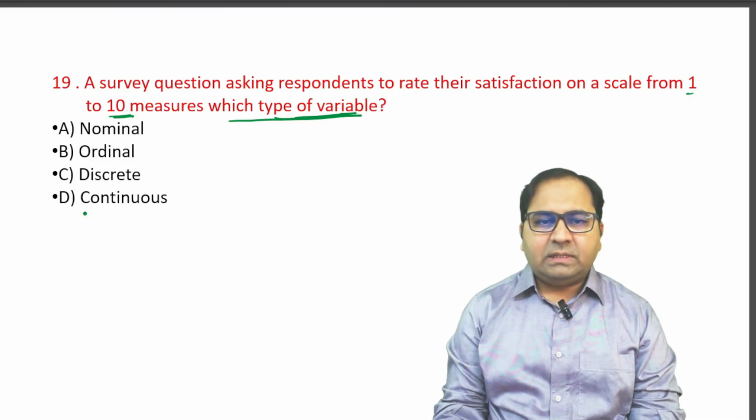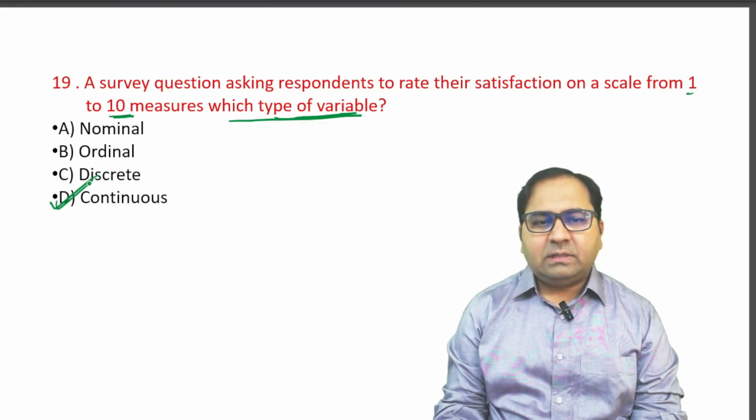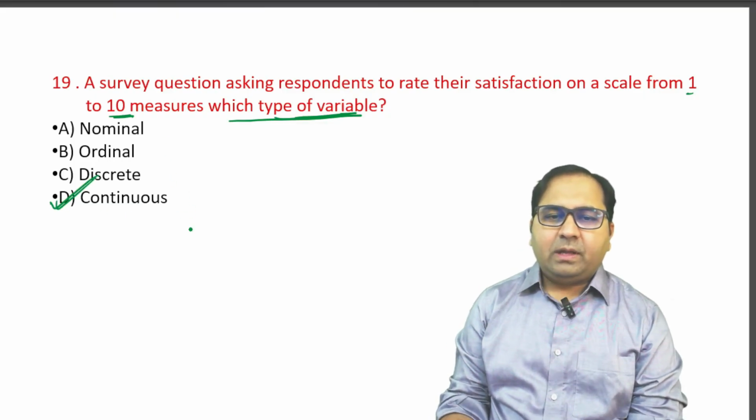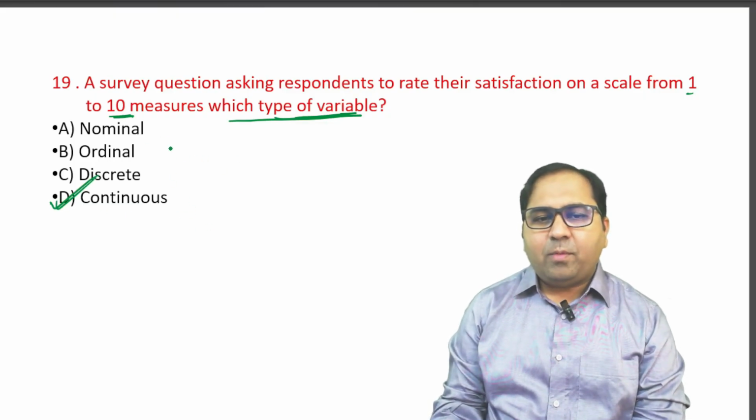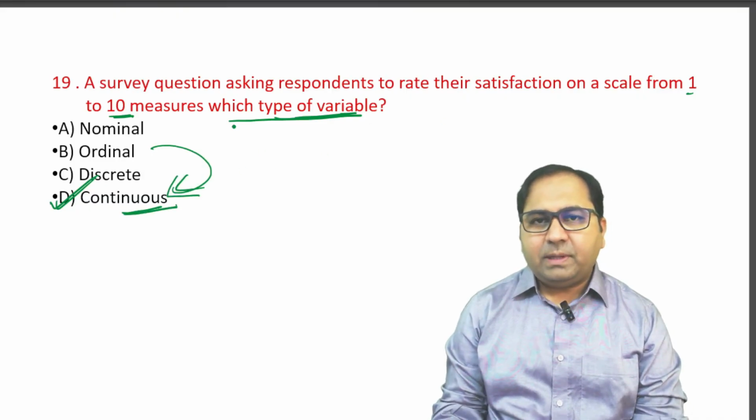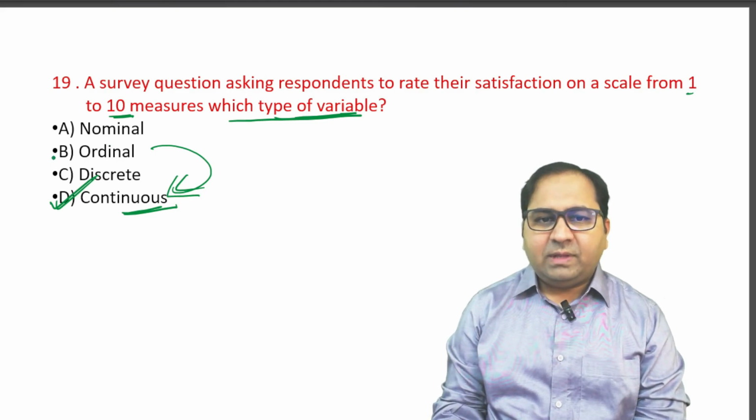The answer for this question is D continuous. It is a continuous type of variable. Actually it gets converted from ordinal to continuous, but once it is finished, then it is a continuous variable. Please remember this point. When this question is asked in the examination, and if they give both ordinal and continuous as the options, you take continuous as the answer.